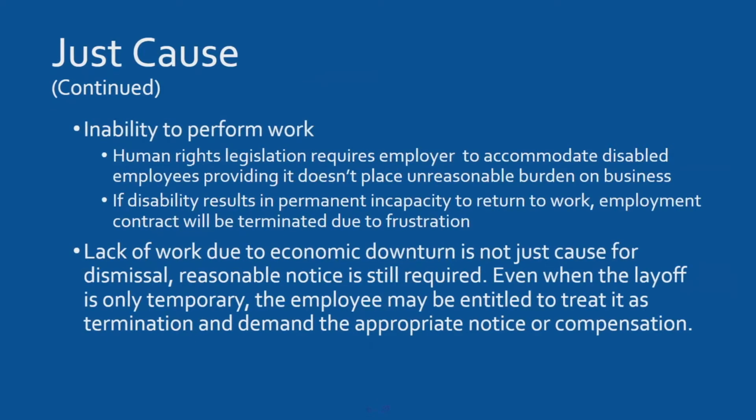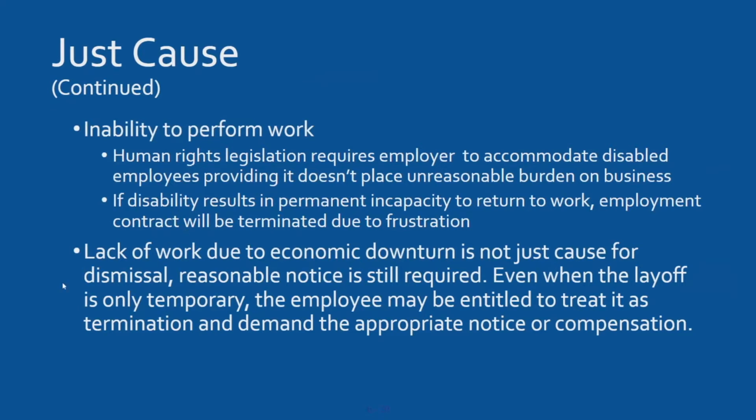The other issue is inability to perform the work. If I require my eyes to do the job and I suddenly get blinded, that's inability to do the job. The question is then, yes, strictly, I can't do the job anymore, but you have to look at human rights legislation. Is firing me unreasonable? Can you make provisions? The employer has to make all kinds of provisions for me, right up to the point of undue hardship, before I can be let go for just cause.